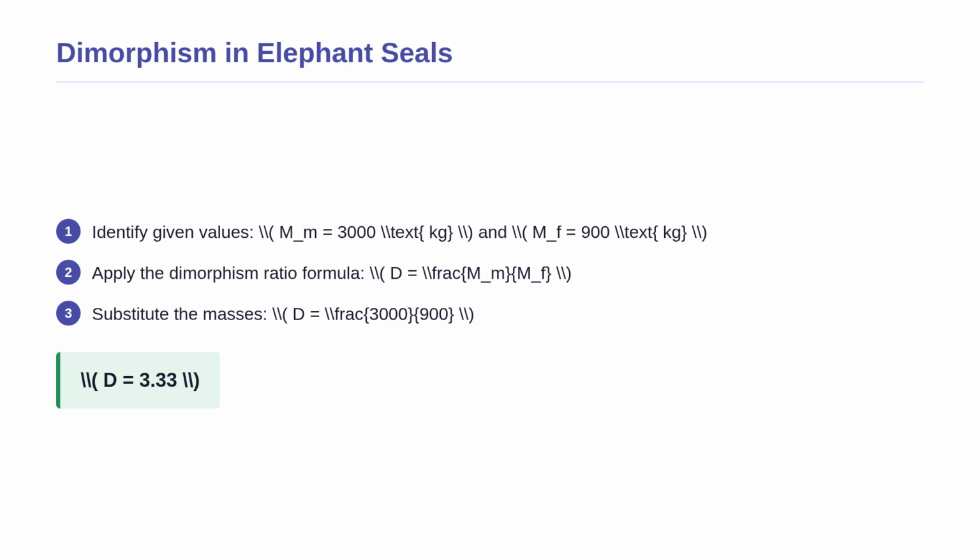First, we identify our variables and plug them into the numerator and denominator. Notice how the units of kilograms cancel out perfectly, leaving us with a pure ratio. The final answer is 3.33. Physically, this massive number means males are more than 3 times heavier than females, indicating intense physical combat for mating rights on the beaches.